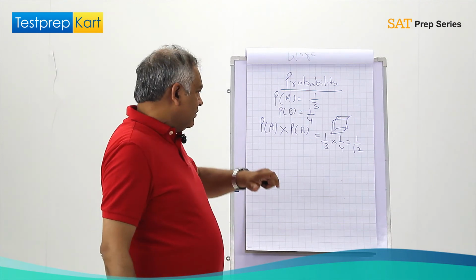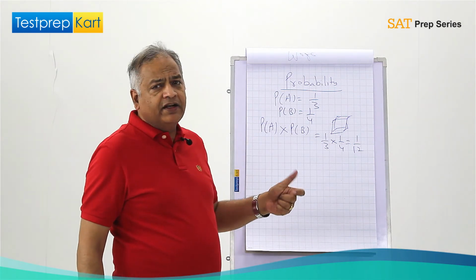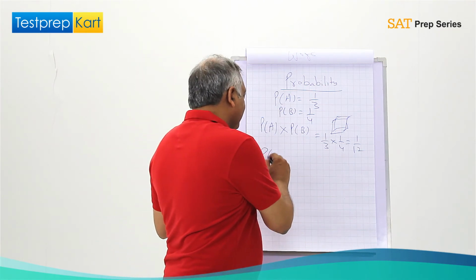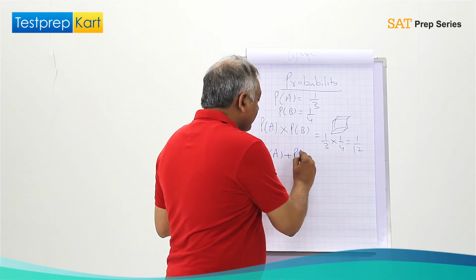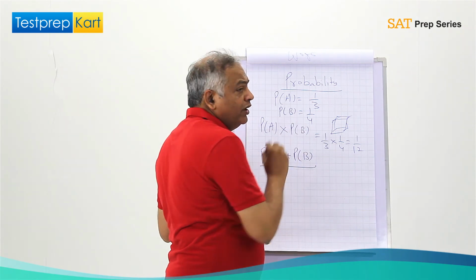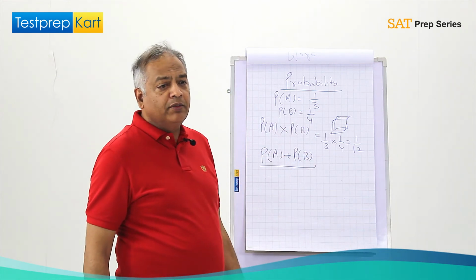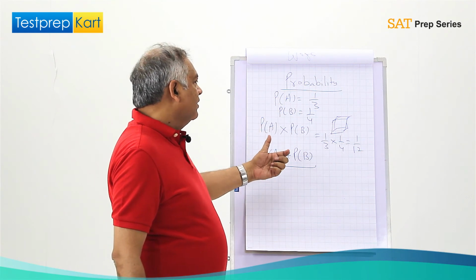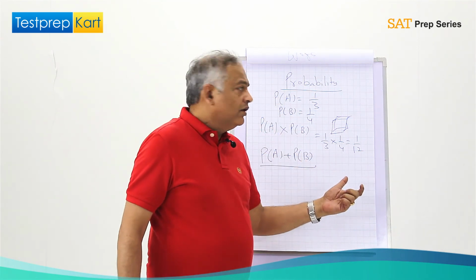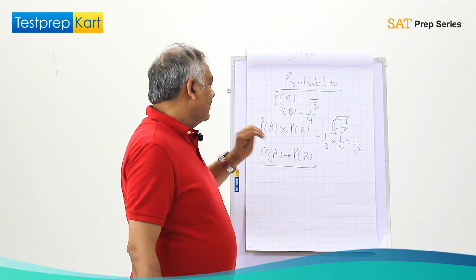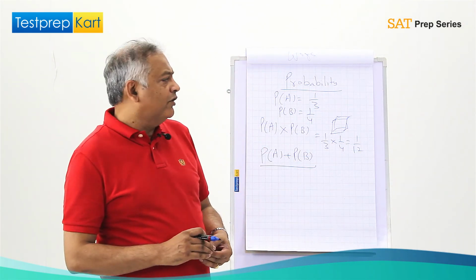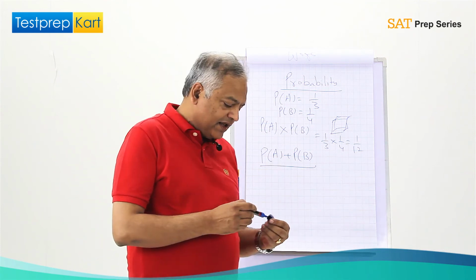Now if you want that one of the events should happen, that is A or B, then whenever you say OR, you have to add them. The resultant probability is P(A) plus P(B), not P(A) into P(B). So these are the basic rules of probability.